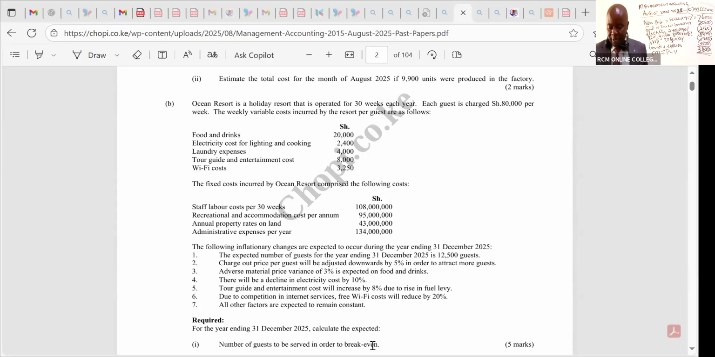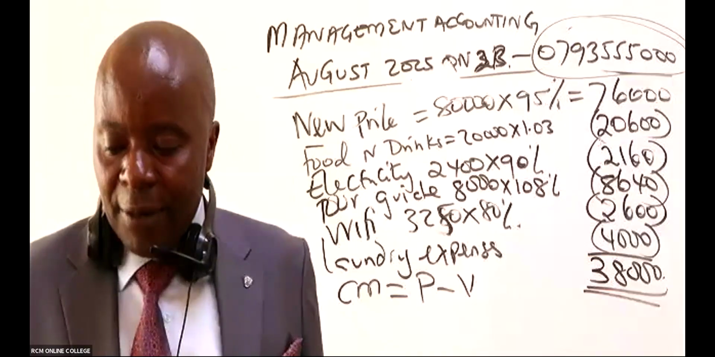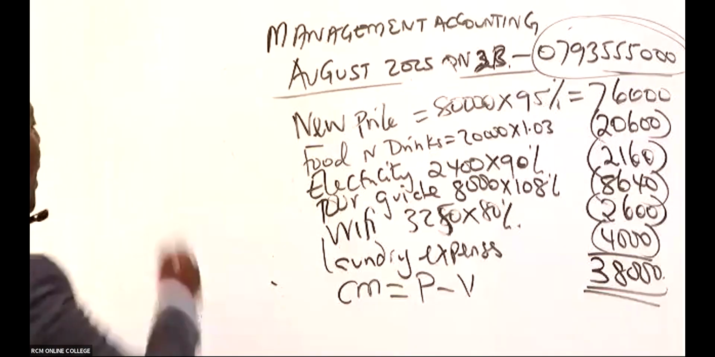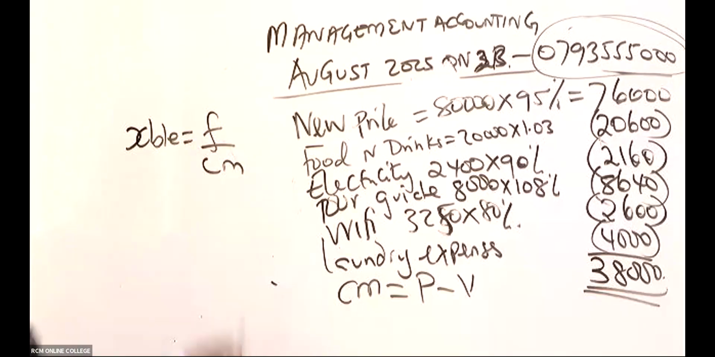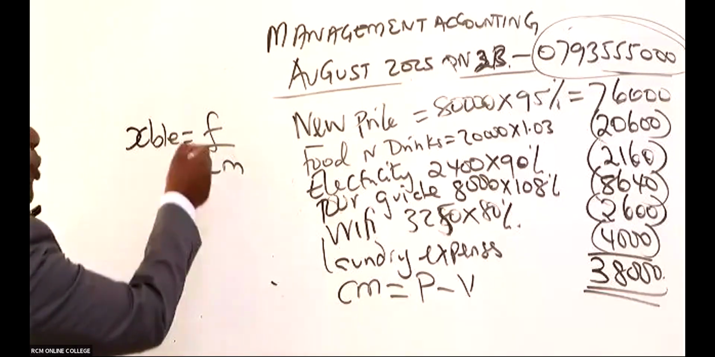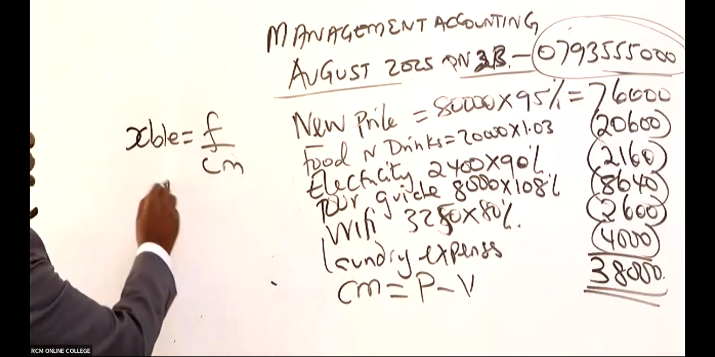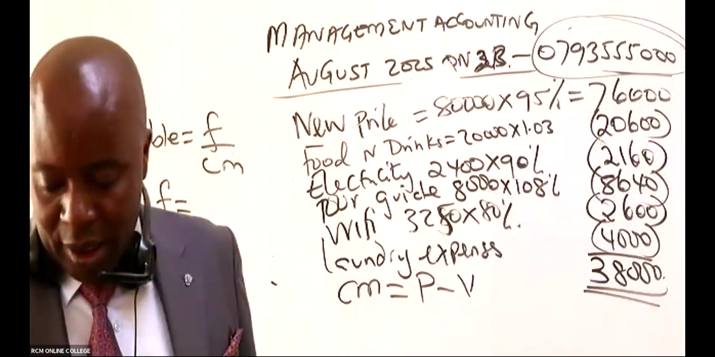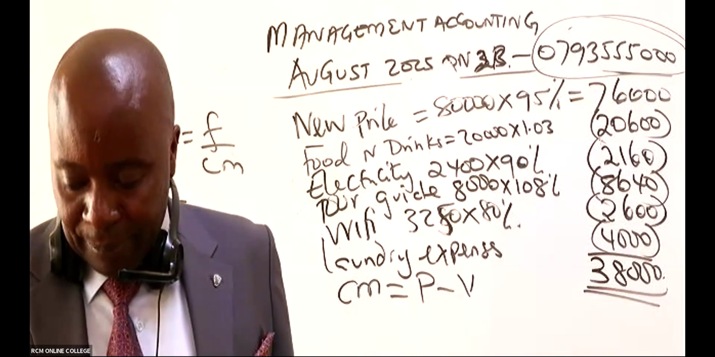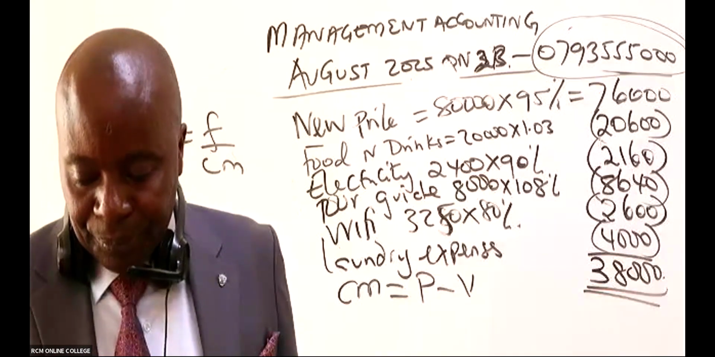So you can see here, they want us to give them the number of guests to be served in order to break even. So in order to break even, we need X break even. We know the formula: X break even is fixed cost over contribution margin. Already I've been able to get the contribution margin. Now I only need fixed cost, and the fixed cost was an easy thing. There were no changes on the fixed cost given here.